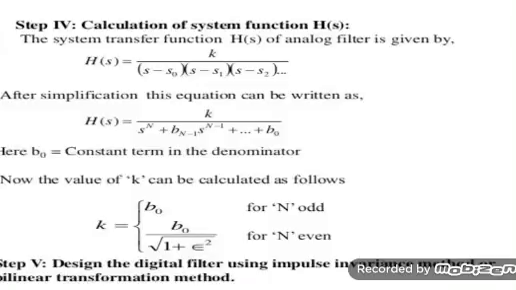So by knowing all these parameters, we can design a digital filter by the further process of the impulse invariance method or bilinear transformation method. This is all about Chebyshev filter approximation. Thank you.